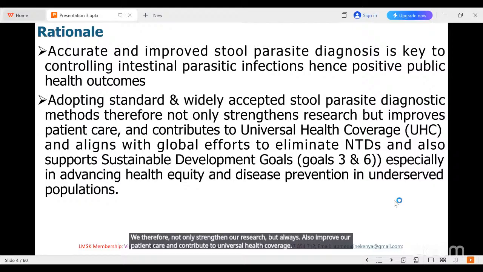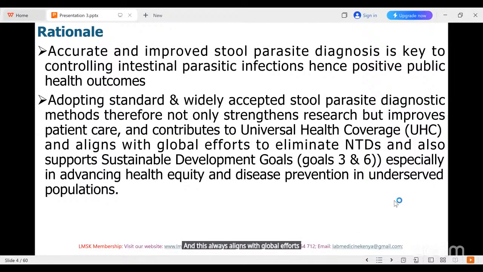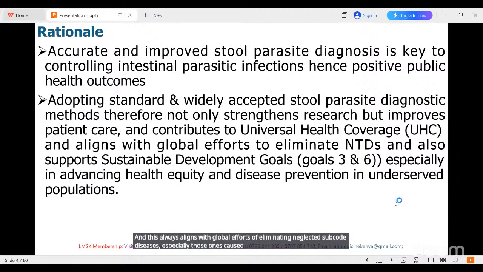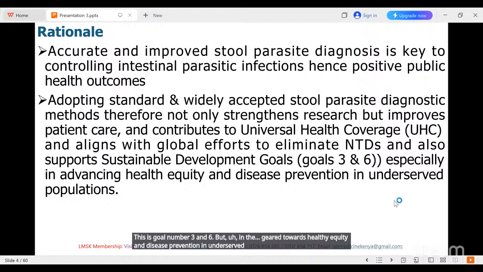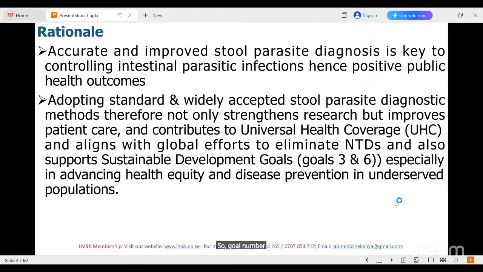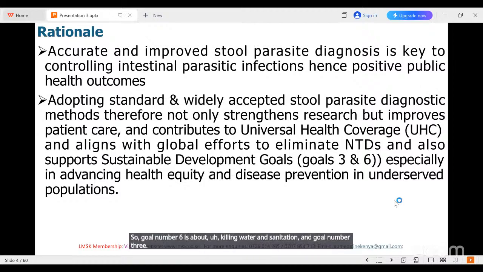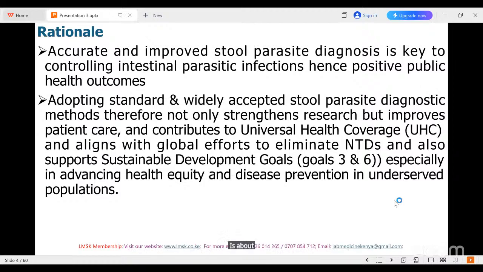And this aligns with global efforts of eliminating neglected tropical diseases, especially those caused by intestinal parasitic infections, and also supports sustainable development goals. This is goal number 3 and 6, which are geared towards health equity and disease prevention in underserved populations. Goal number 6 is about clean water and sanitation, and goal number 3 is about good health and well-being.